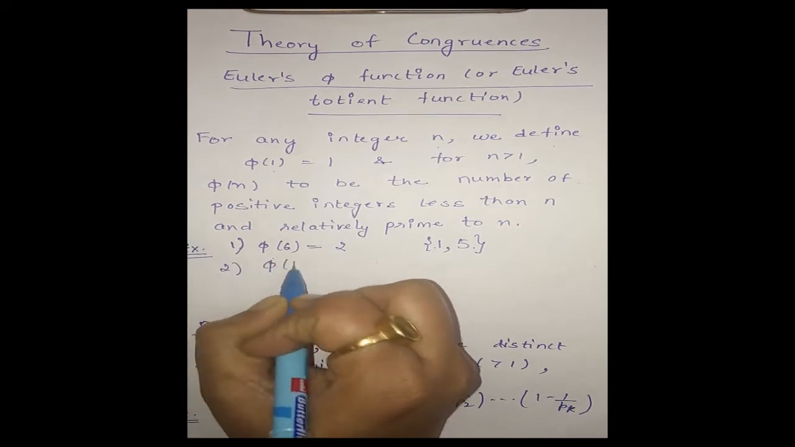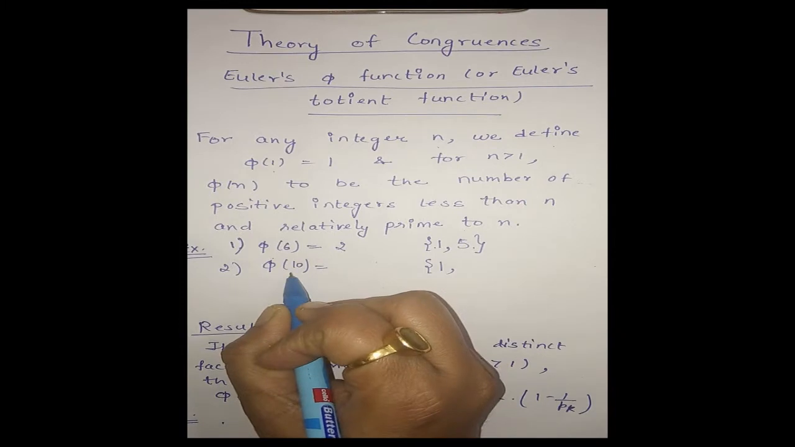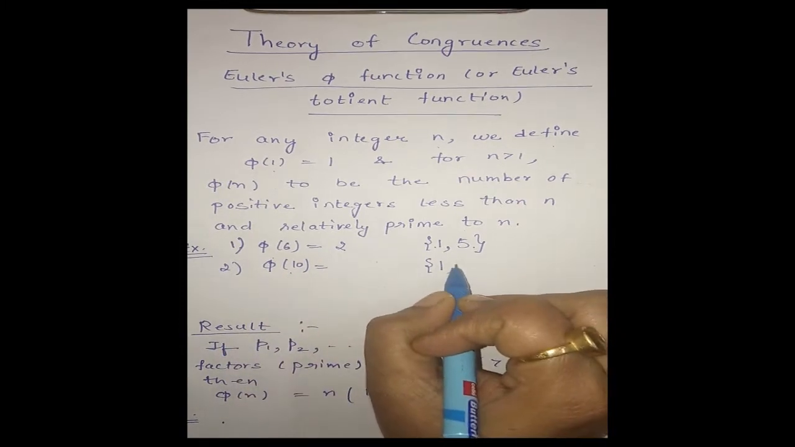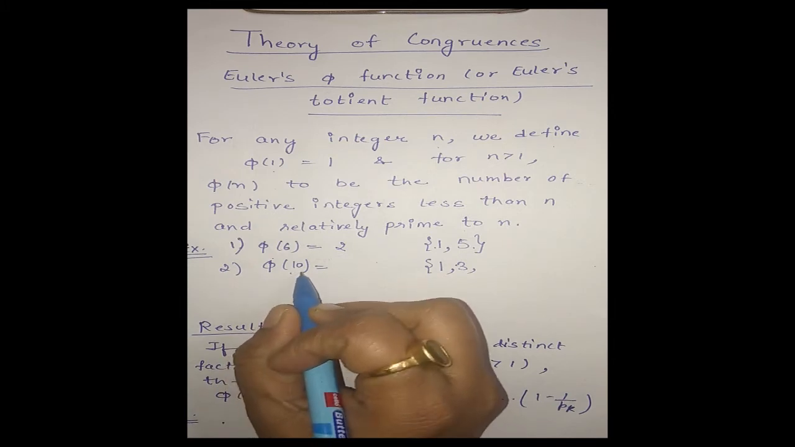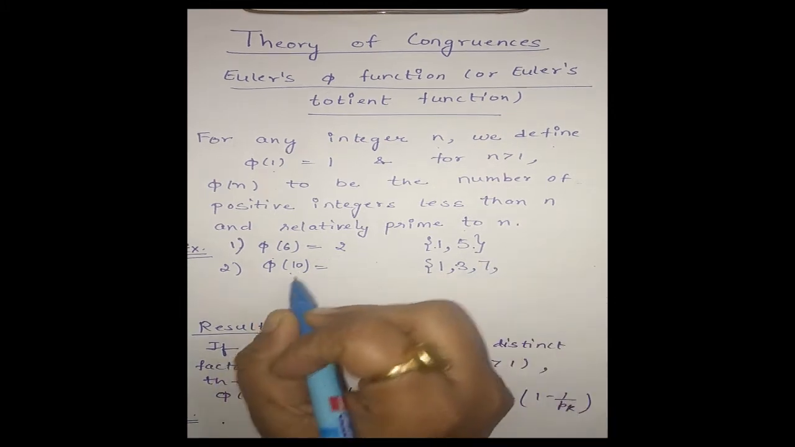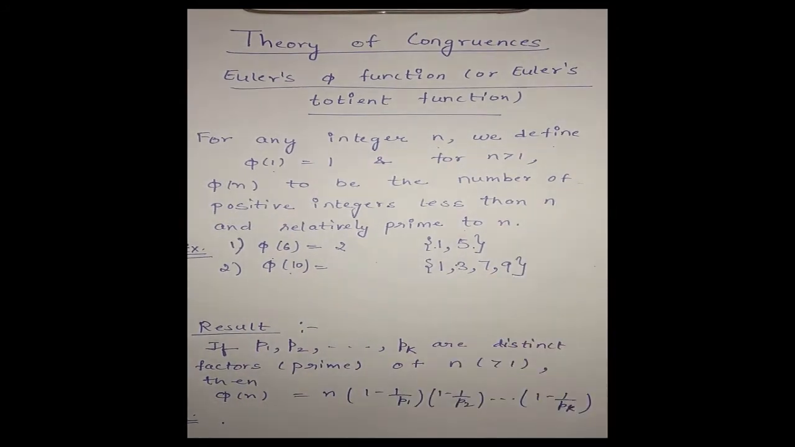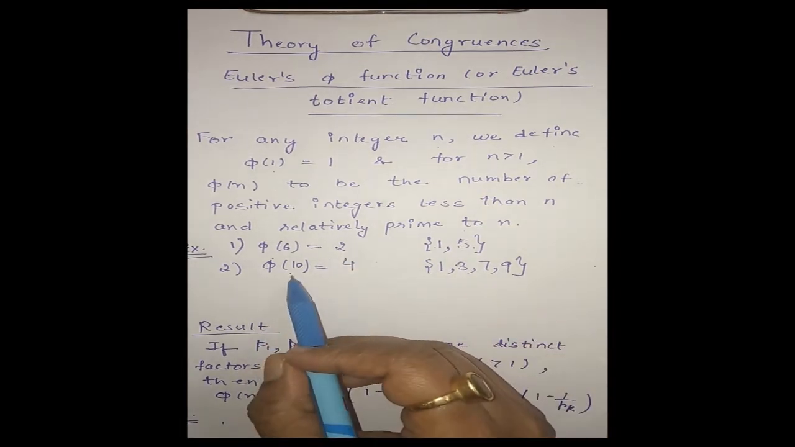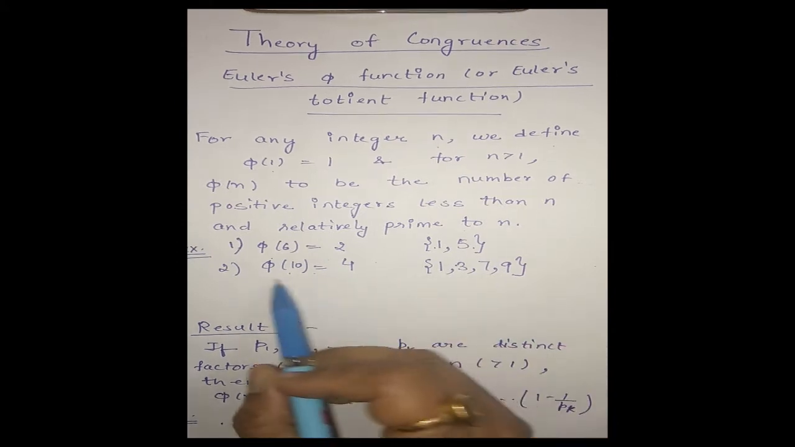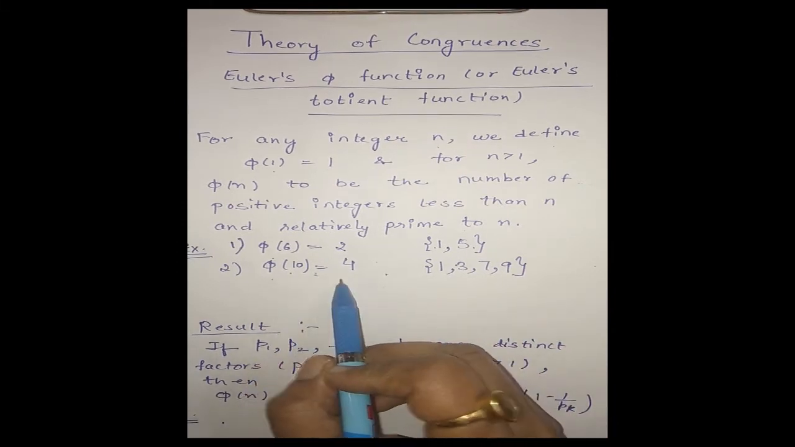If I take n to be 10, now 1 is less than 10 and relatively prime to 10. 2 is not. 3 yes. 4 not. 5 no. 6 no. 7 yes. Then 8 no. 9 yes. Okay, 1, 3, 7, 9. 4 in number, means 4 positive integers which are less than 10 and relatively prime to 10. That means phi of 10 is 4. This is how we define Euler's phi function.